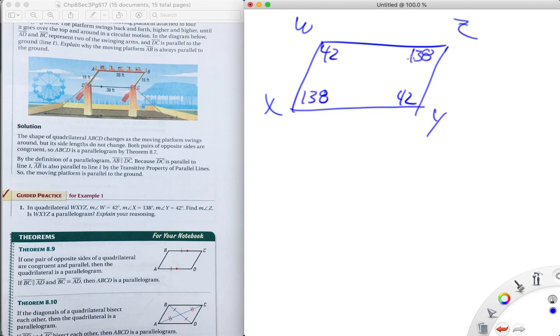Or we can just say that a quadrilateral adds up to 360, and we can subtract all of that and say it's also a parallelogram. But they want us to say that opposite angles are congruent. So we say that it's a parallelogram because of theorem 8.7.